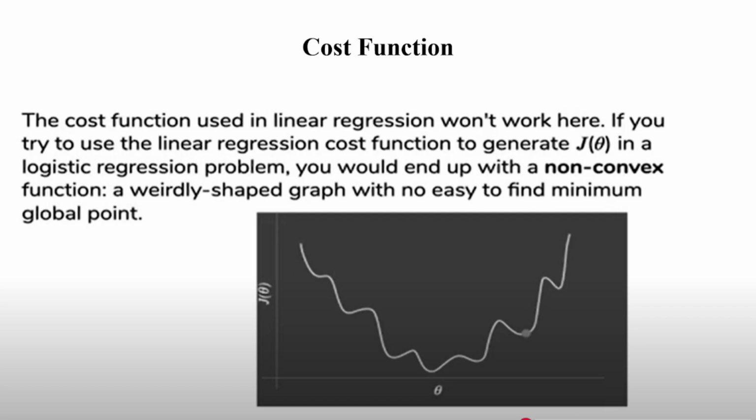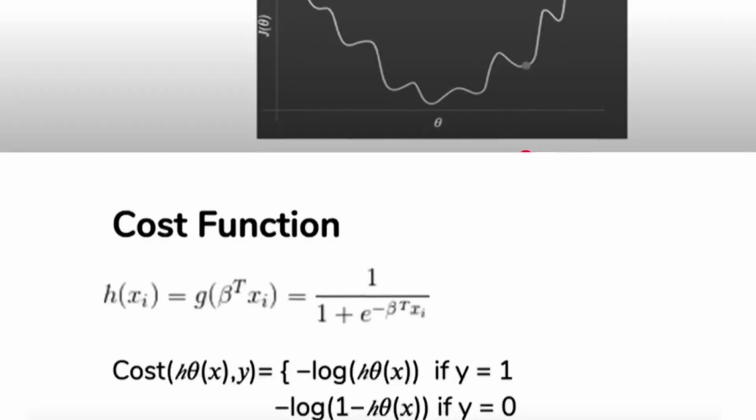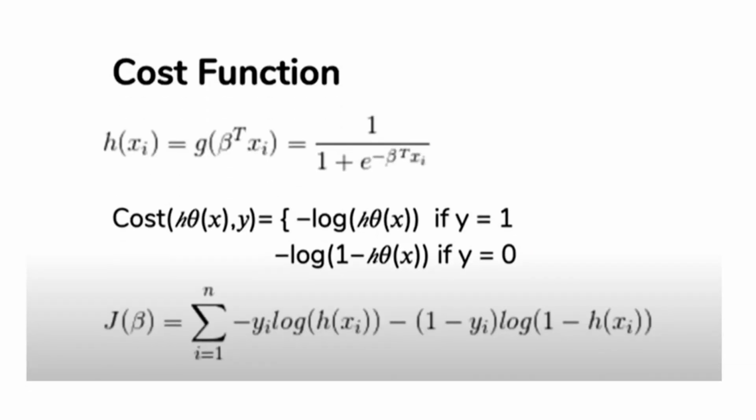And the next one is the cost function. The cost function used for linear regression will not work here. For logistic regression, the hypothesis is defined as h of x equals 1 divided by 1 plus e raised to minus beta transpose x. This is the cost function of the algorithm, based on the predicted value h of theta of x while the actual label turns out to be y.